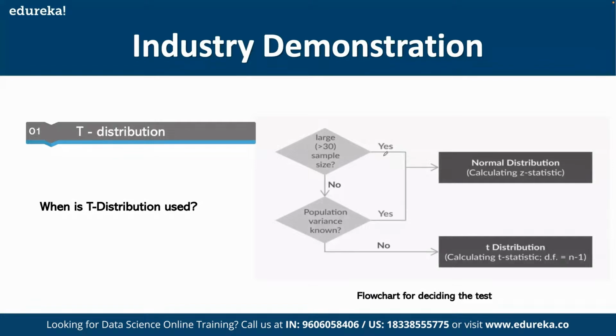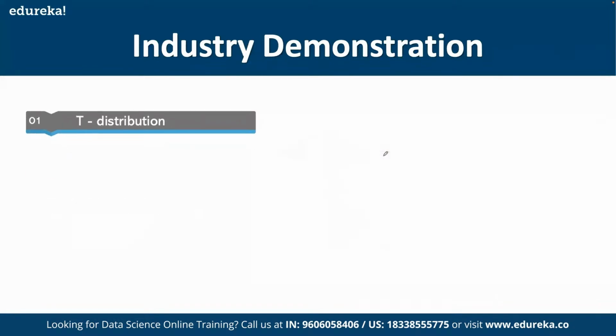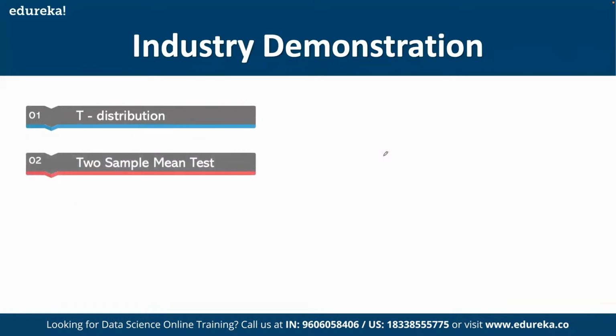This is how we decide whether to use the t-distribution or the normal distribution. If I've got a large sample, then I'll use the normal distribution. If I've got a very small sample and the population variance is not known, then in such scenarios we use the t-distribution.